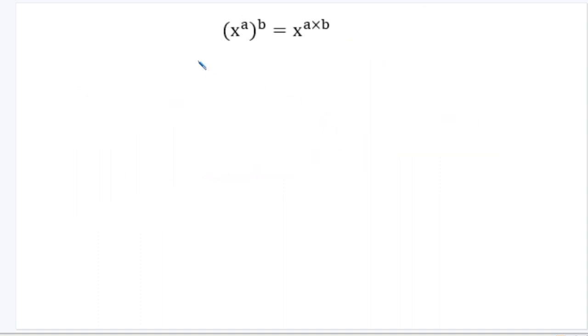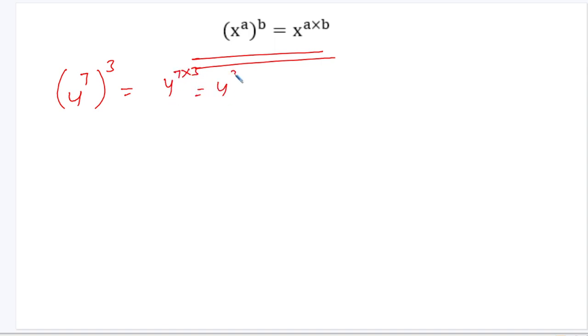Going to the next concept. This concept I think we have already discussed. Whenever numbers are like 4 to the power of 7 whole to the power of 3, then it's nothing but the product of these two powers. So 4 to the power of 21.